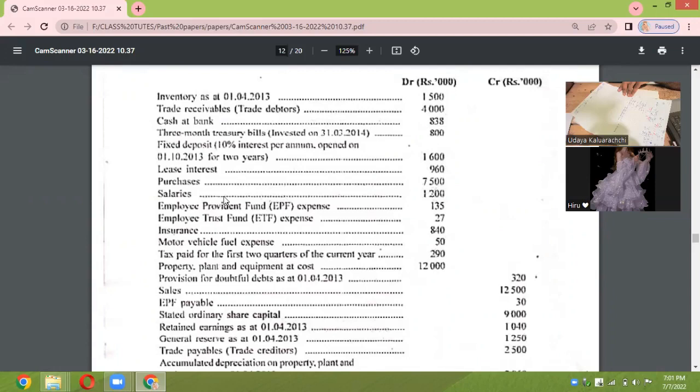Is this 1200 net salary or gross salary? Gross salary. Yes, this is gross salary. How do you confirm that? Look at the ETF here.